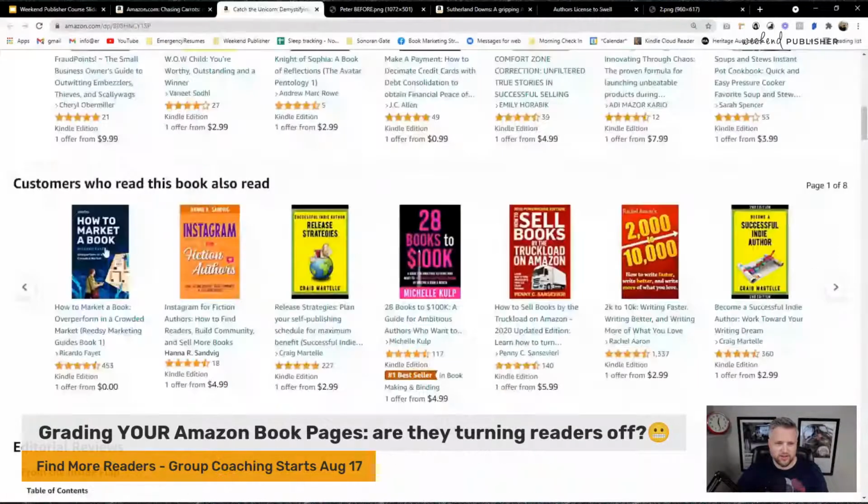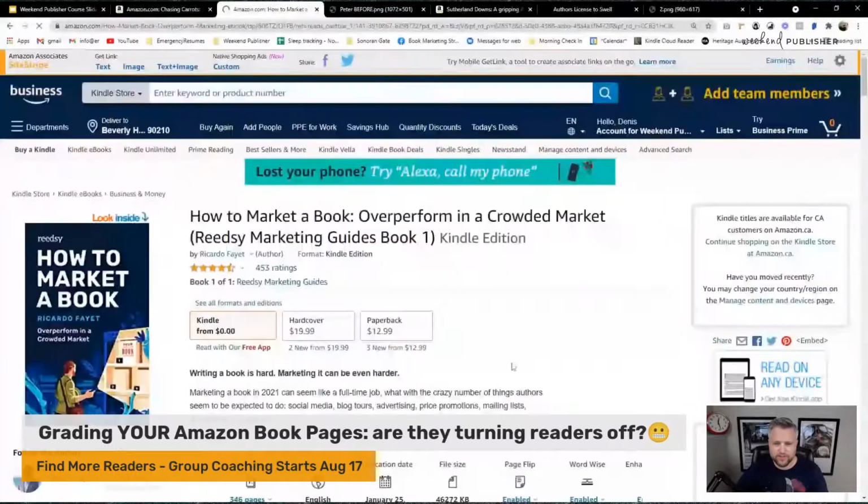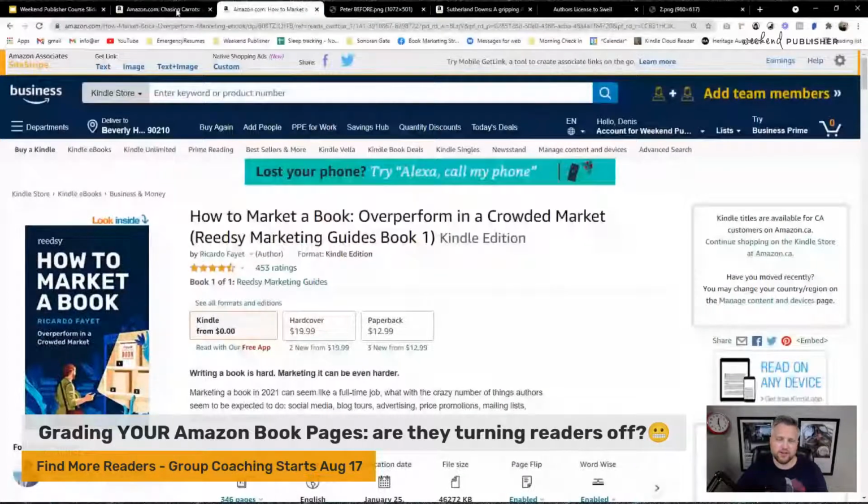Let's use another example here that's super, super obvious. How to market a book. This doesn't apply to Jimmy's, but to mine. How to market a book. Boom. Exactly. This passes the half a second rule. Immediately you know what it's about.